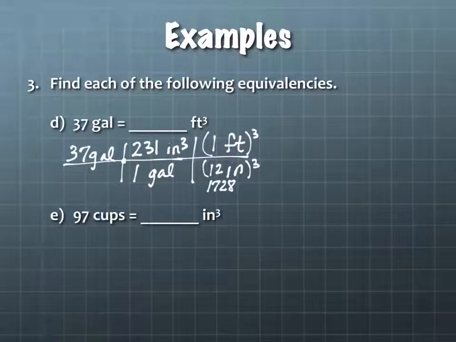So on this one, you're going to multiply 37 times 231, and then divide that by the 1728, right? All right, what do we get for this particular problem? 4.95 cubic feet.